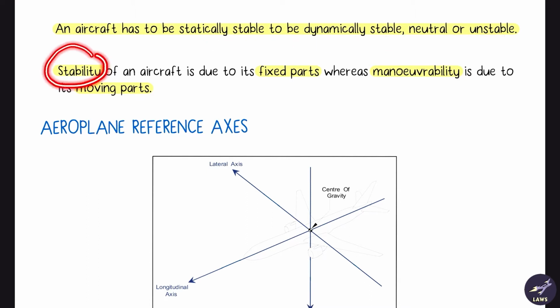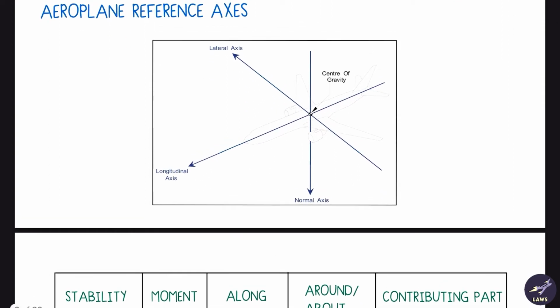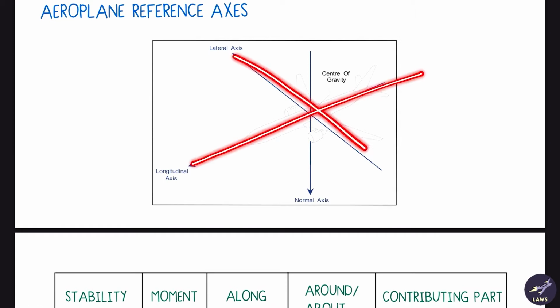Stability of the aircraft is due to its fixed parts. So what are the fixed parts? So wing is a fixed part. Your horizontal and vertical stabilizers, they are a fixed part. Whereas maneuverability, it is due to the moving parts. So as we know, we have three axes: longitudinal axis, lateral and normal axis.